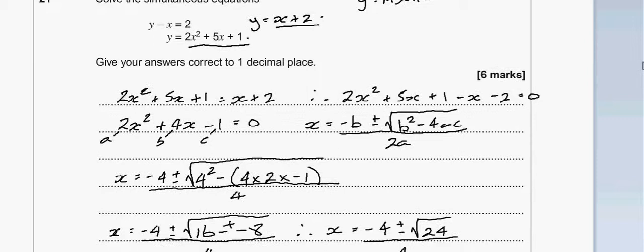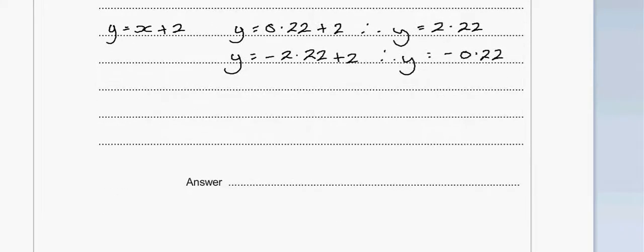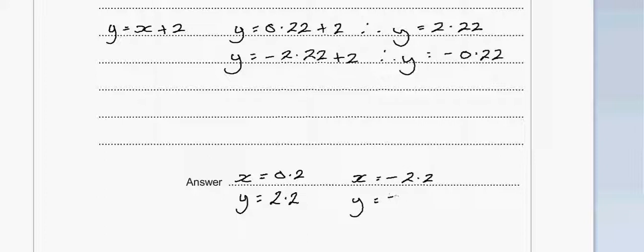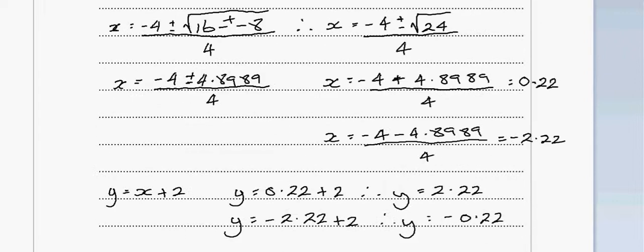Now it does say give your answers correct to 1 decimal place. So I can say that x equals now 0.22 to 1 decimal place would be 0.2, and that y would equal, now it wouldn't be 2.22, it would be 2.2 because it's to 1 decimal place, or x equals minus 2.2, and that y would equal minus 0.2. Okay, so you can see there why it's worth 6 marks.